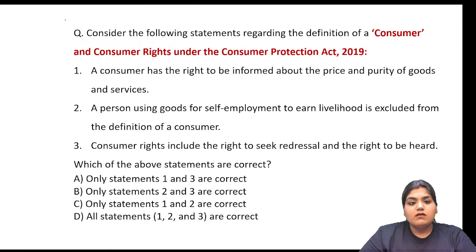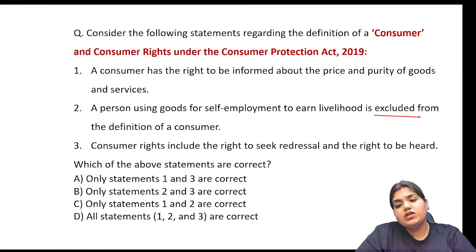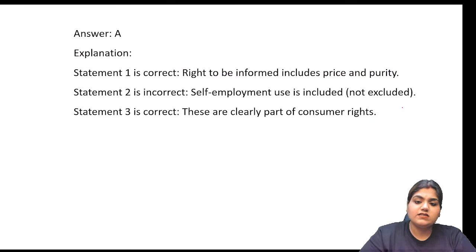Next. A customer has the right to be informed about the price and purity of the goods or the services. Yes. The person using goods for self-employment to earn livelihood is excluded. No, he is included. A tailor buying a machine to make clothes for somebody else is included as a customer. Customer rights include the right to seek redressal and right to be heard. Yes, statements 1 and 3 are correct. A is the correct answer.